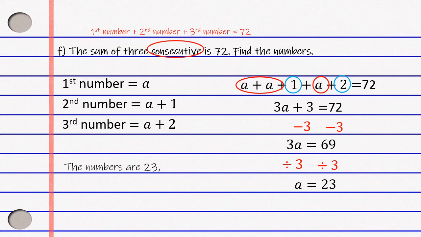So remember, we always have to read the question. It doesn't just want the first number, it wants us to find all the numbers. But the great thing about this is they're consecutive numbers. If 23 is the first one, the other two would just be 24 and 25. So the numbers are 23, 24, and 25. They're 3 consecutive numbers that add up to 72.